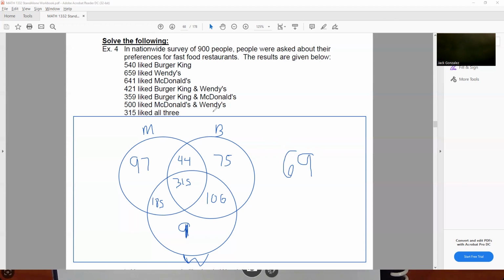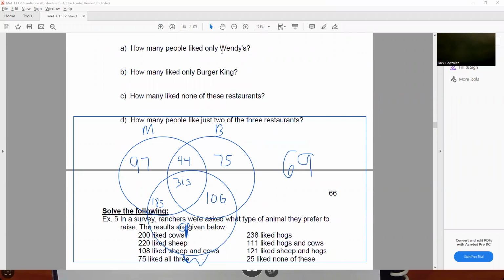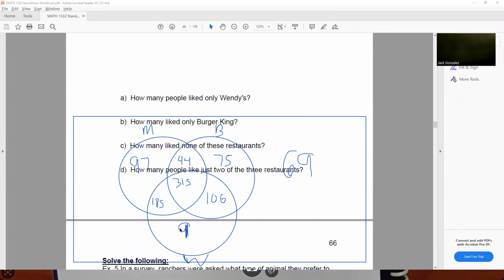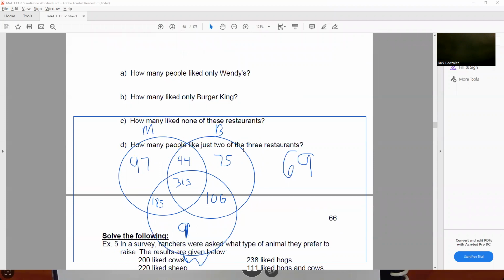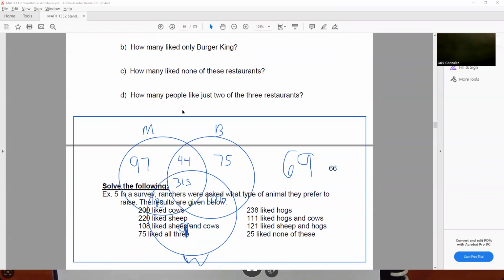So that's how you use that to answer A, B, C, D. I hadn't even looked at the questions, but we use this. Go down here. How many people only like Wendy's? Well, 9. It's right there. How many people only like Burger King? Well, we got that too, 75. How many like none of these? Well, that's 69.